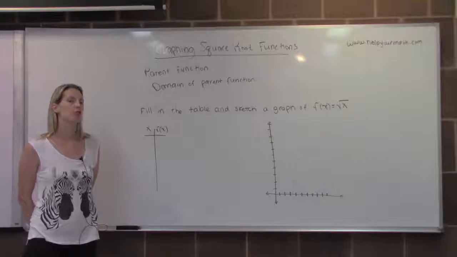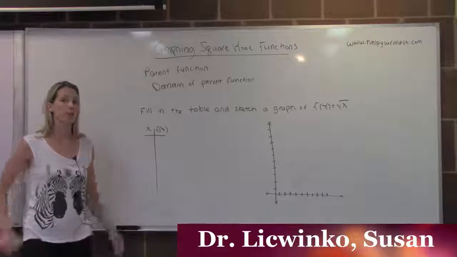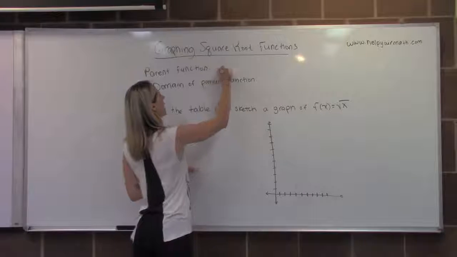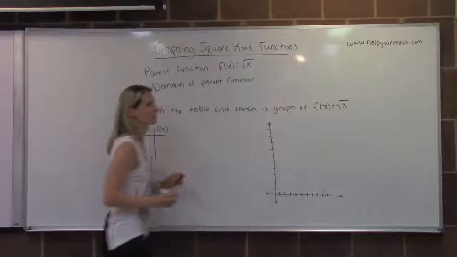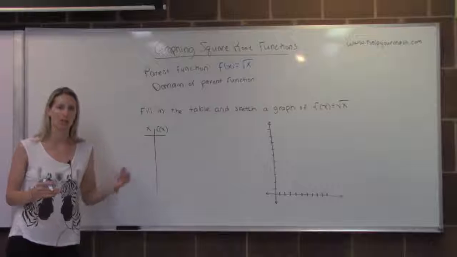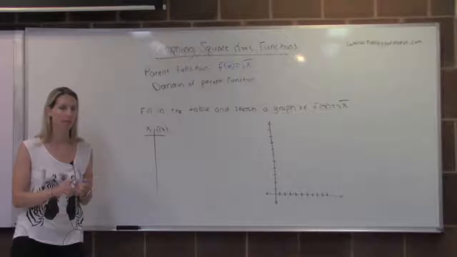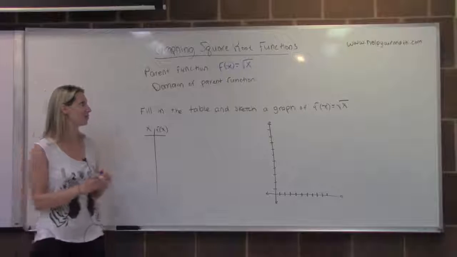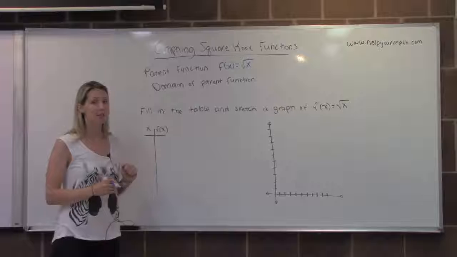This is an introduction to graphing square root functions. So first of all, the parent function for a square root function will be given by f of x is equal to the square root of x. This is the first time we've seen a parent function that does have restrictions on its domain. Polynomials don't have restrictions, absolute value functions don't have restrictions, linear equations don't have restrictions, but square roots do.